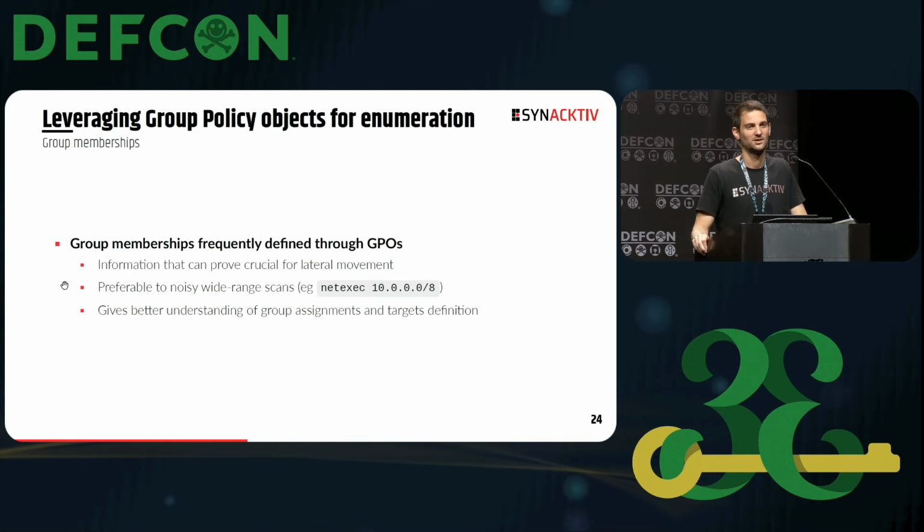The first one, the most common one, will be group memberships. Group memberships are frequently defined through GPO, information that can prove crucial for lateral movement. For instance, I want to perform lateral movements, but I have a specific account. I don't want to try this specific account on every computer. It's quite noisy. I don't want to perform wide range scans, such as using netexec on large ranges.